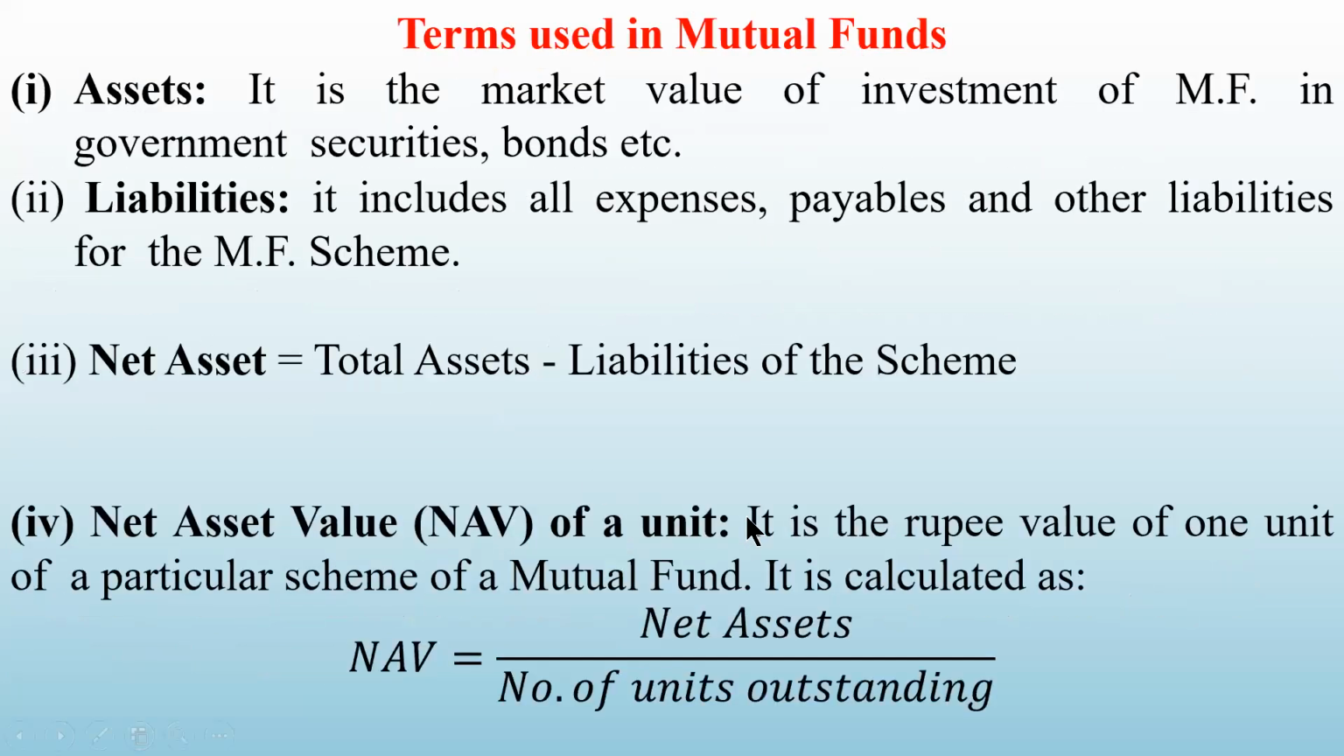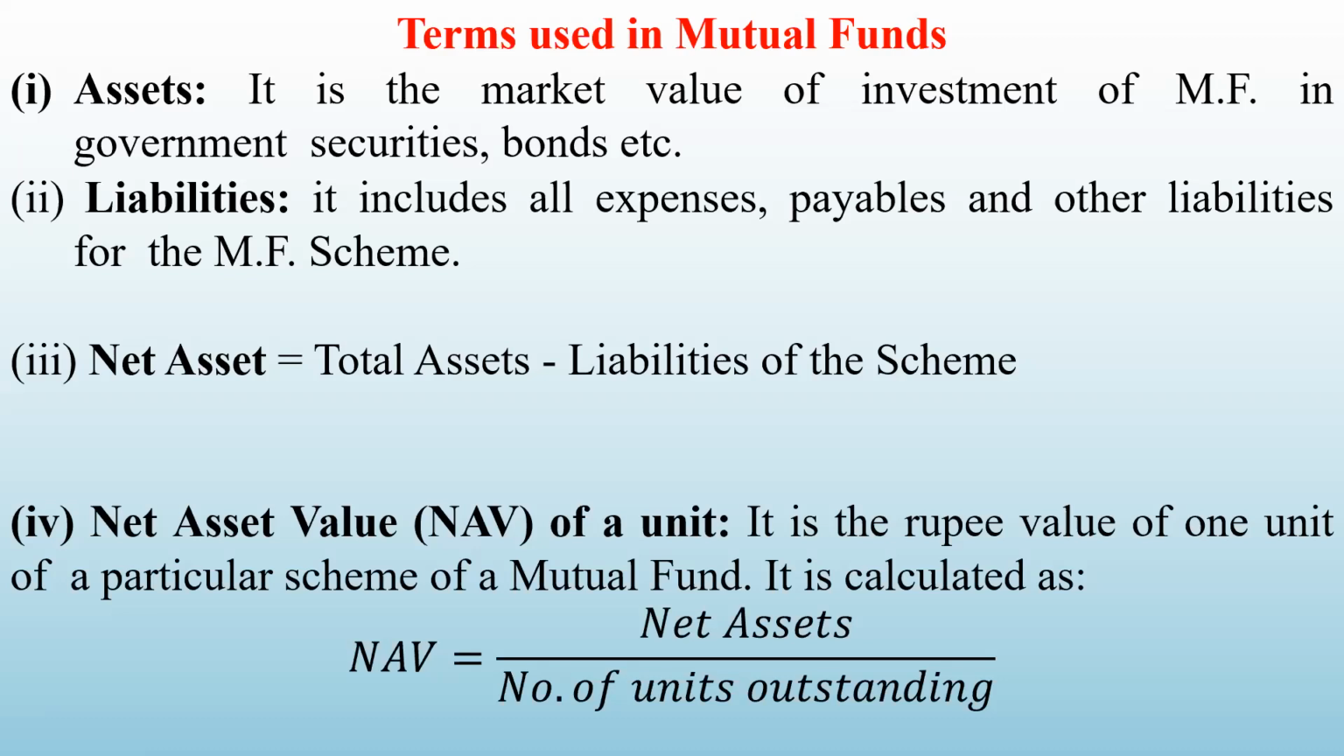Then there are certain terms which you should know before you begin solving the questions on mutual fund. So the most important thing is the net asset value. What is the net asset value? It is like the value of the investment. So net asset value per unit is calculated as net asset divided by number of units outstanding. What is the meaning of asset? Asset means the market worth of all the investments of the mutual fund. That is called the assets.